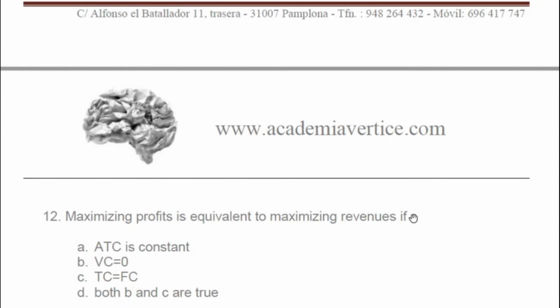Okay, let's continue with question number 12. Maximizing profit is equivalent to maximizing revenues if, well, this is not so clear, so we should make some calculations. Okay, let's maximize profits and let's maximize revenues.